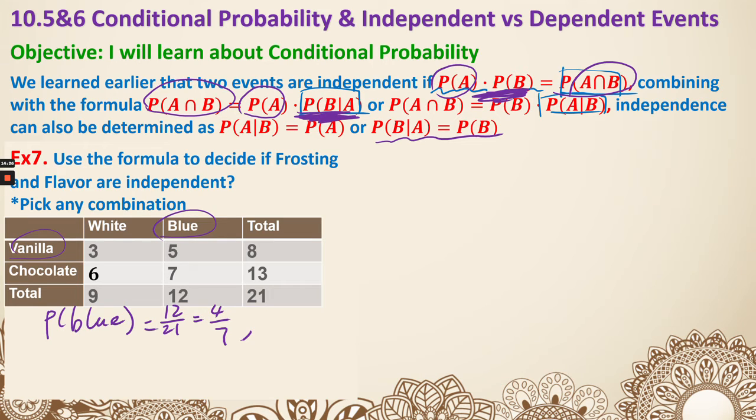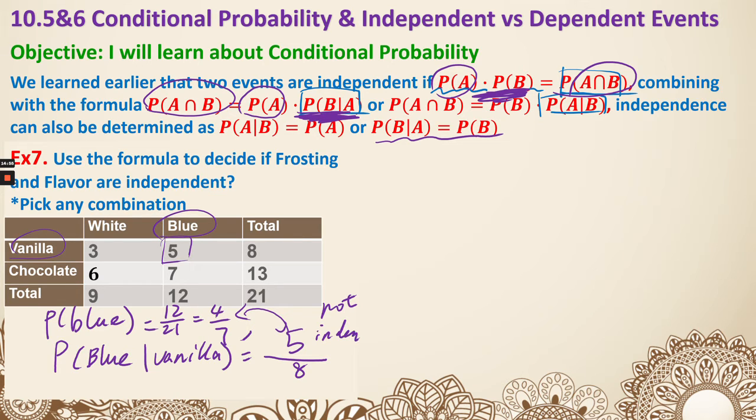And then we're going to calculate the probability of blue given vanilla. Let's see if that's going to change. So blue given vanilla is going to be blue and vanilla, which is right here, 5, out of just the vanilla, which is 8. And that means they're not the same, so not independent.